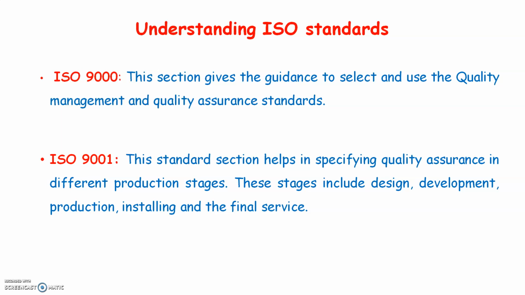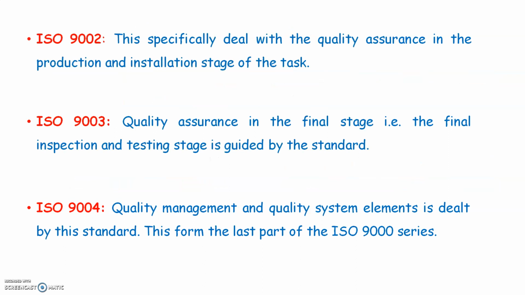ISO 9001. This standard section helps in specifying quality assurance in different production stages. These stages include design, development, production, installation, and final service. So whatever guidelines you have to follow for your design, for the development, for the production procedures, you have to go with ISO 9001. For example, for your RCC work, you will be following IS 456-2000 for the design purpose. So here, we have to follow 9001. That is for the quality design.